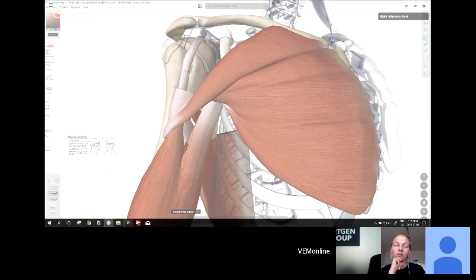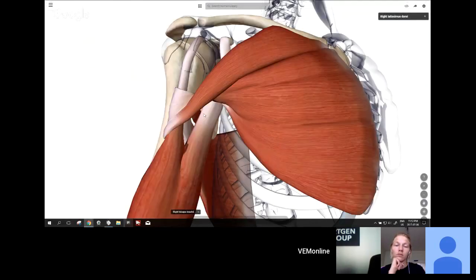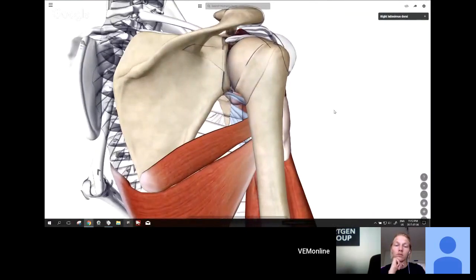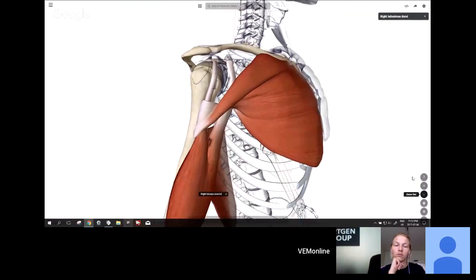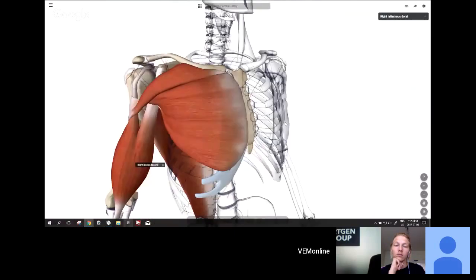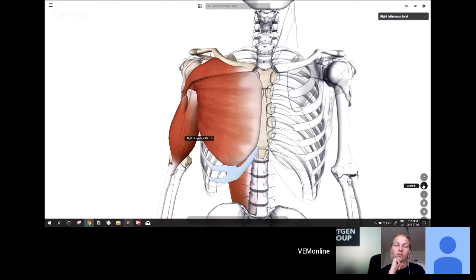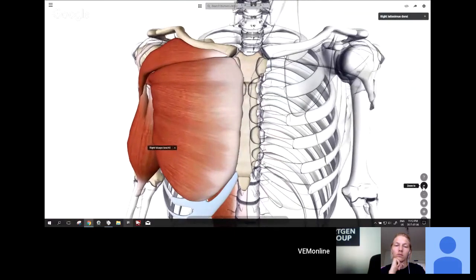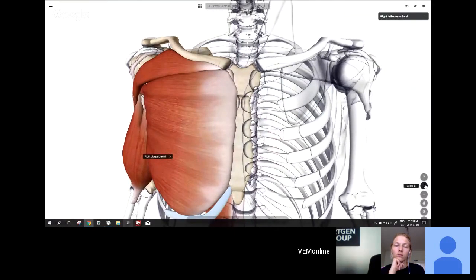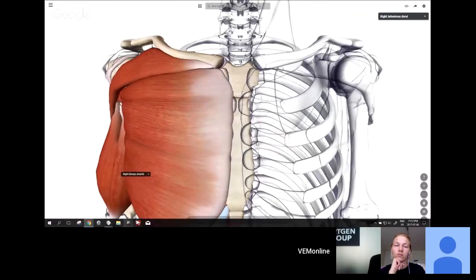So what else do we need to know? We need to know a couple more structures. Let's take a look at the clavicle and sternum. Here we can already see that pectoralis major does attach to the sternum from the front and from the side.